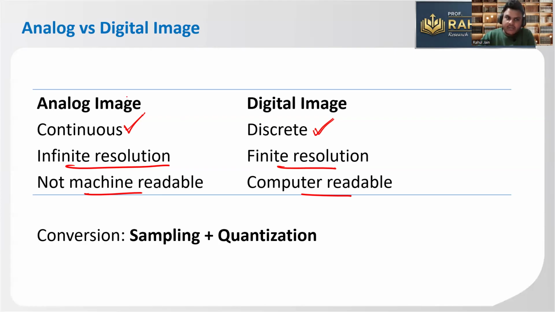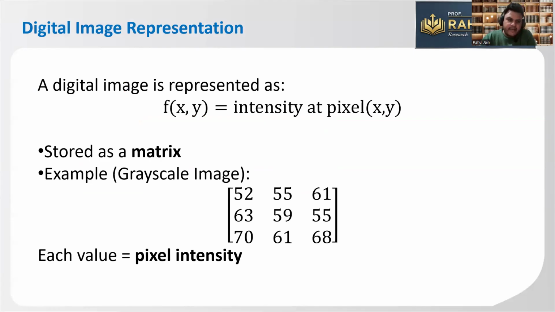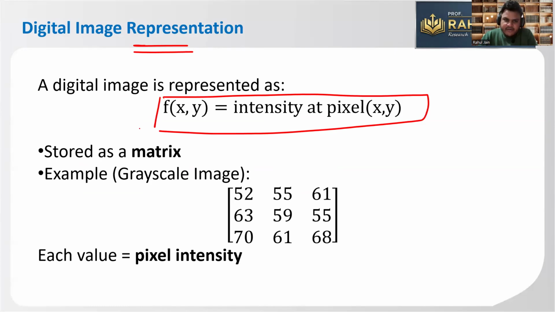If we want to read analog images, then we have to do sampling and quantization and convert them into a digital image, and only then can we work on them, right? Now, digital image representation. A digital image can be represented as a function of x comma y, where the combination of spatial coordinates along with the function gives us the intensity of that pixel, or the brightness at that particular coordinate, that is, how bright or how dark it is.